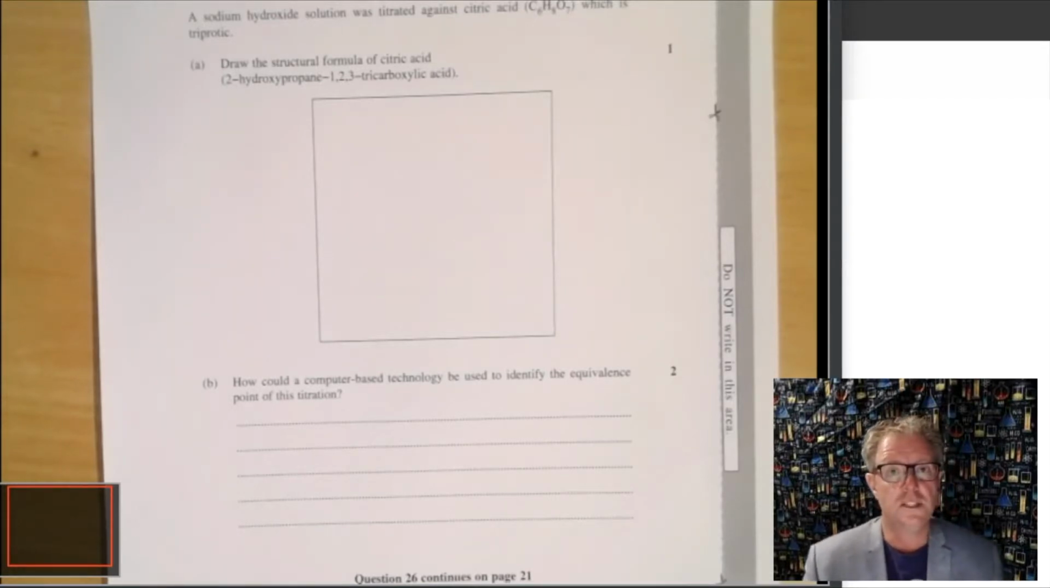So let's do a citric acid and sodium hydroxide titration question, and that is a strong base, weak acid. So let's go through and have a look at some questions. I'm going to do 2 of them.